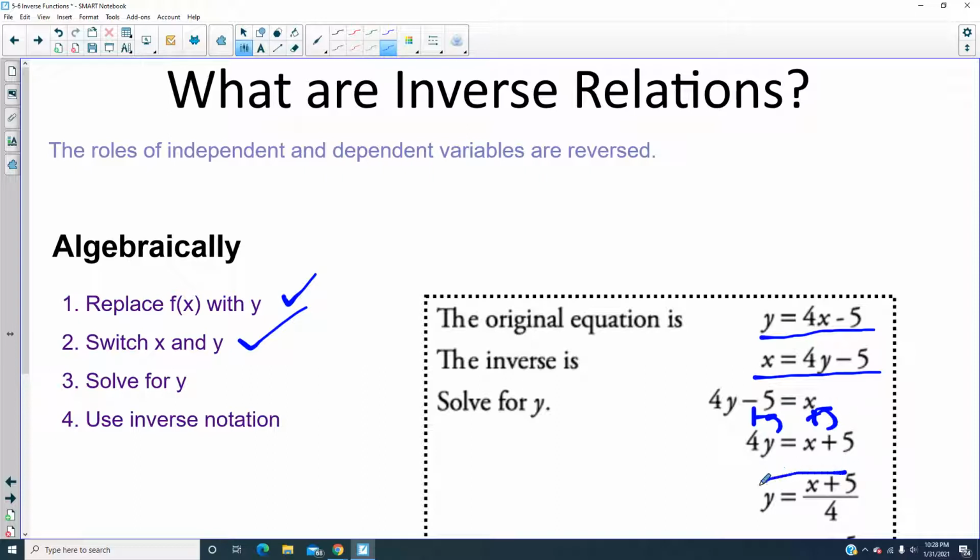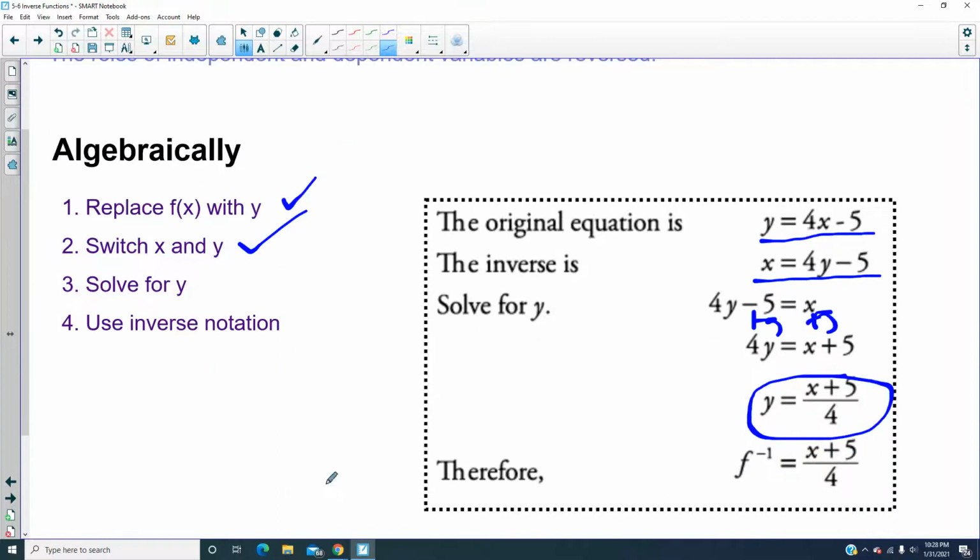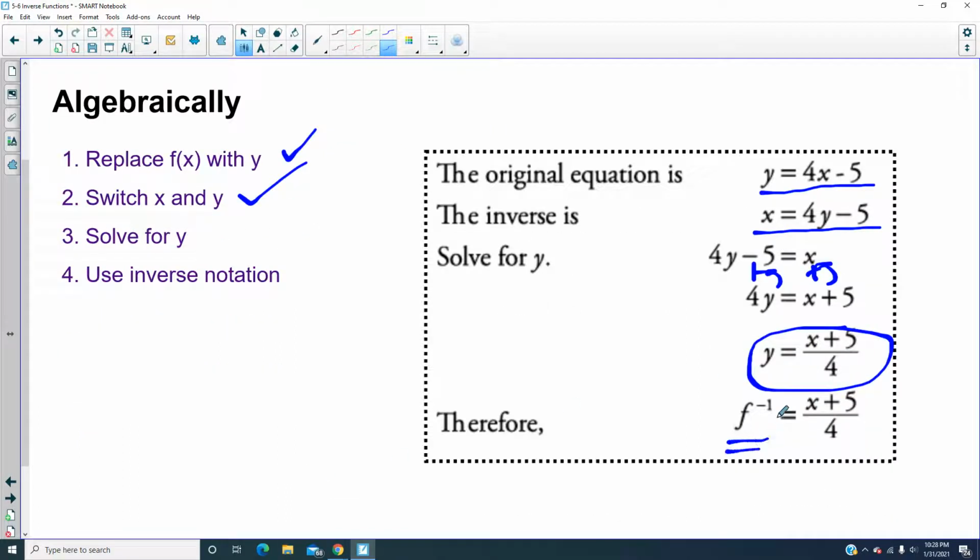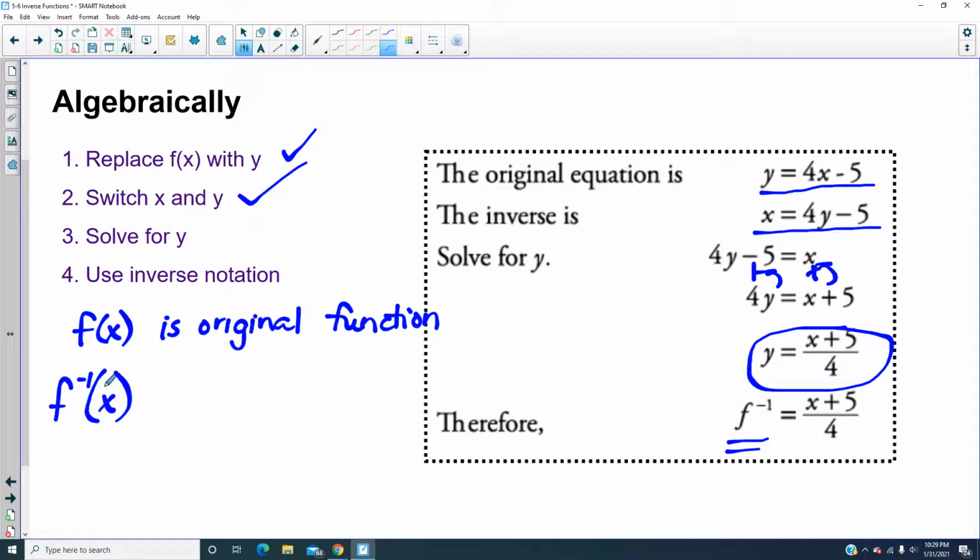And then divide everything by 4 to get the inverse. Now, see this notation? That's inverse notation. So notation that you need to be familiar with, if f of x is the original function, you'll see it written similar to this. This is one way to write it. Another way, f, and the -1 looks like an exponent. This is notation for the inverse function.